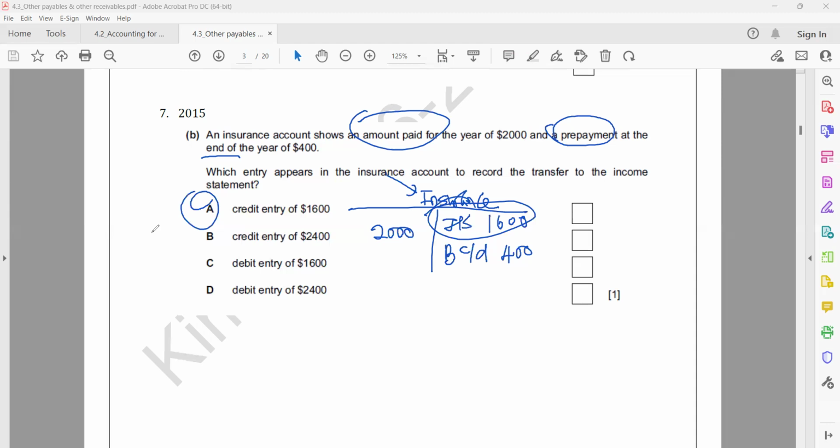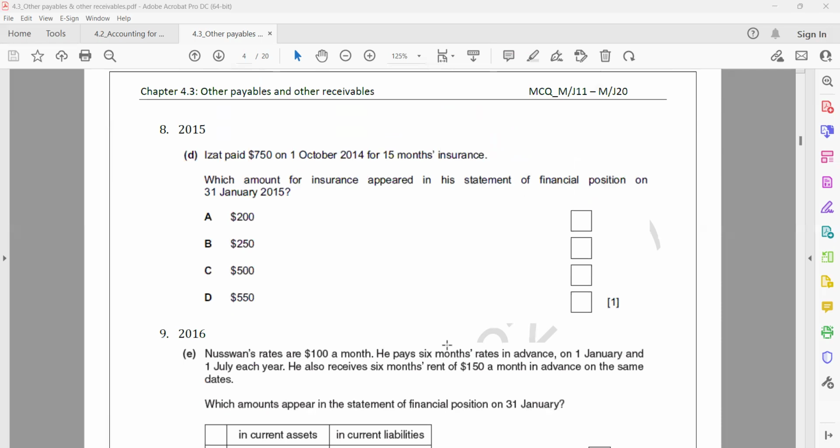Okay, next, let's finish this topic, then we can stop. Question 8. Isa pays 750 on 1st October for 15-month insurance. It means from 1st October 14, 15 months means until 30th September 14. Another 3 months, October, November, December, until 31st December 15. So total this is 15 months. So which amount for insurance appears in his statement of financial position on the 31st January?